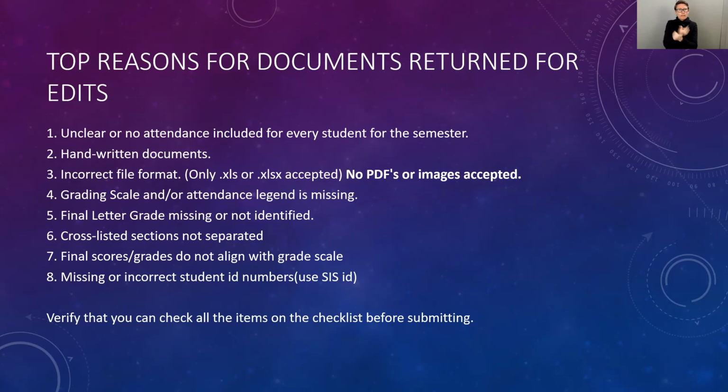Also missing or incorrect student ID numbers. That's where I was talking about Canvas's ID number. So just make sure you use the SIS ID number column. And then before you submit everything, just verify that you looked over everything and check your checklist here. And like I said, if you have any questions, you can reach out to me by email or giving me a call at 443-8636.